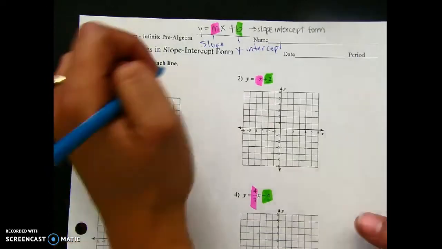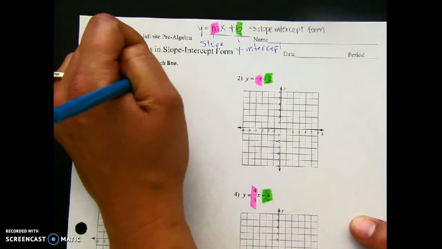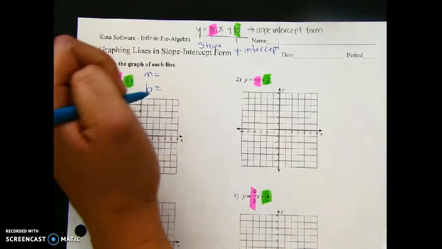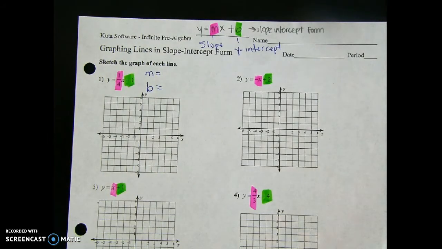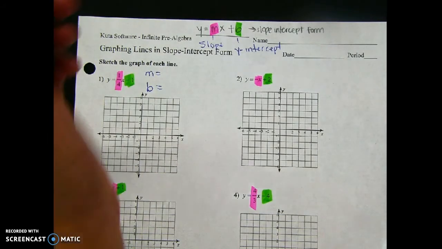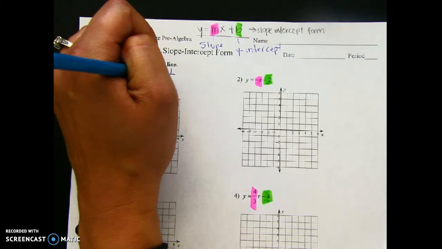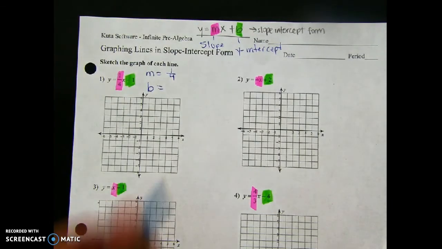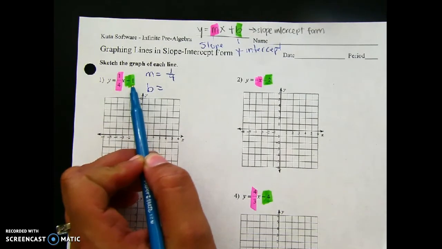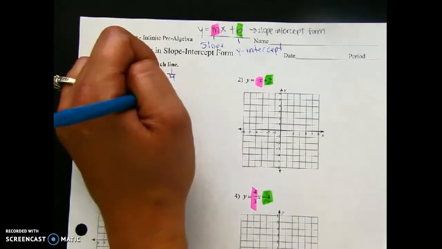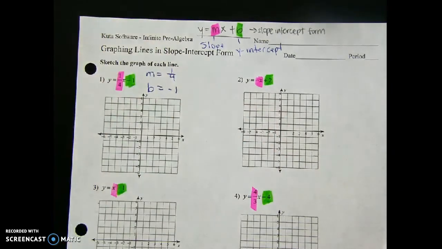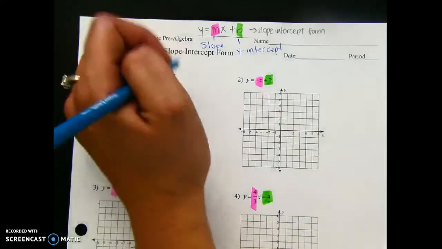Alright, for this one, I'm going to identify my m and my b. My m is going to be my 1/4. And my b, which is my y-intercept, my starting point, is going to be -1. We're going to write our cheat sheet for it.